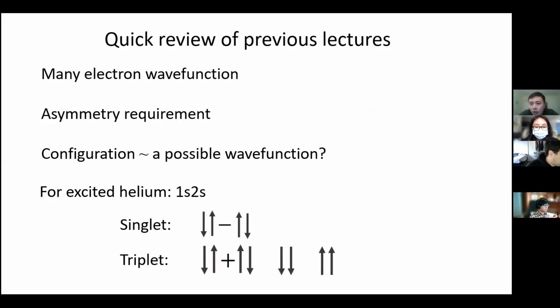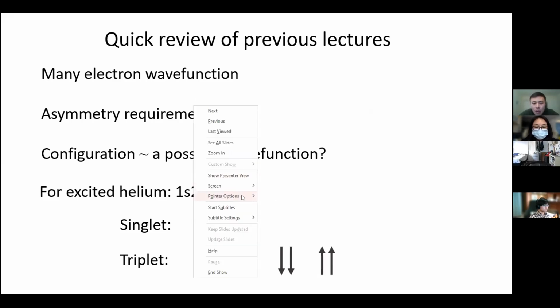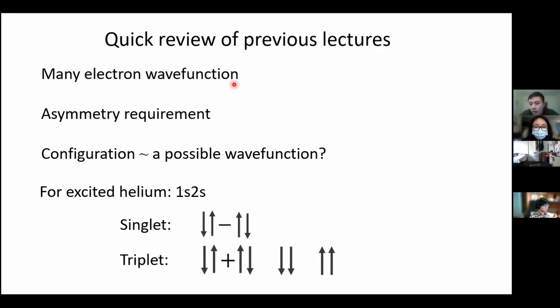A very quick review of our previous lectures. I hope we still remember some of the key conclusions, right? So I think the main point of last lecture is many electron wave functions. So it's very unique. It's very different from the single electron wave function that we have been used to for a long time. Right? We have been talking about orbitals all the time, but more practically, what we really deal with is the many electron system, and they have their own uniqueness.